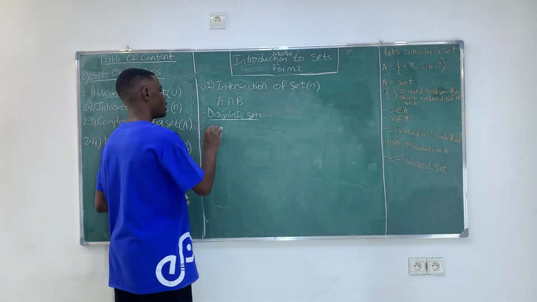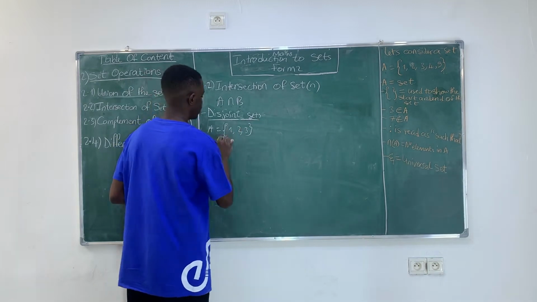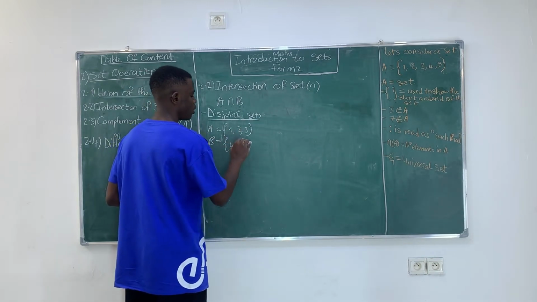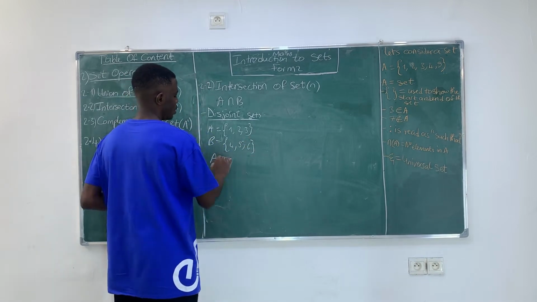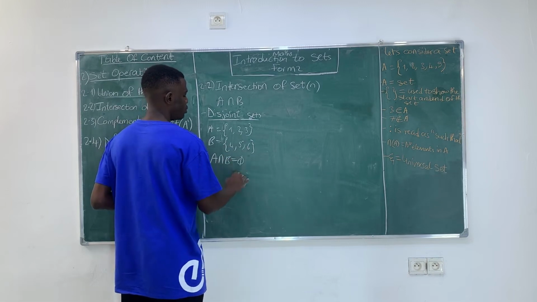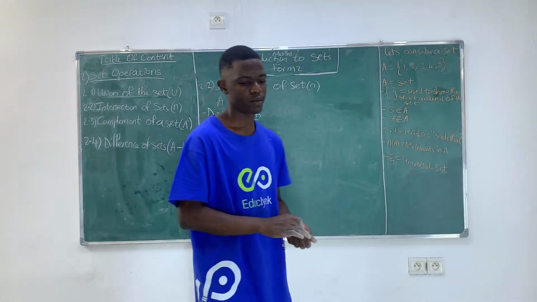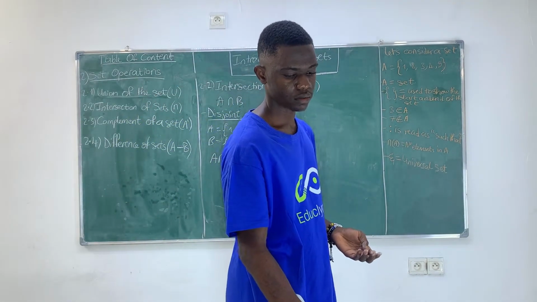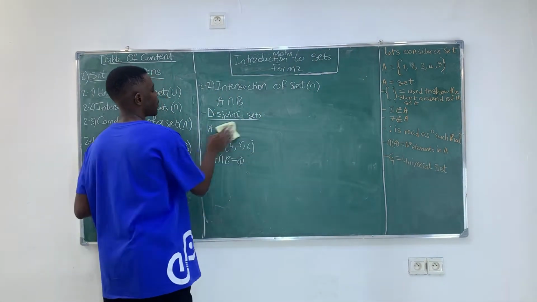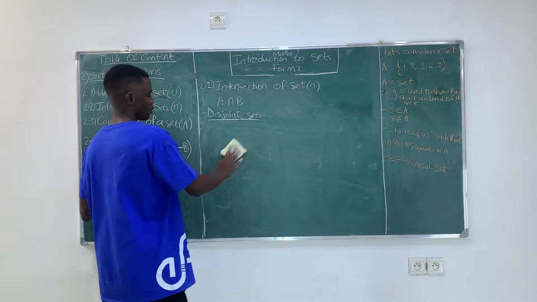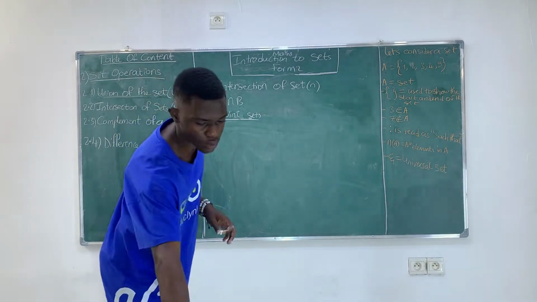For example, we have a set A equal to 1, 2, 3 and set B equal to 4, 5, 6. If set A intersection B is a null set, then A and B are disjoint sets. So this is for disjoint sets. Those are rare tests which they can ask in the exam. What is a disjoint set? You will have to answer it.